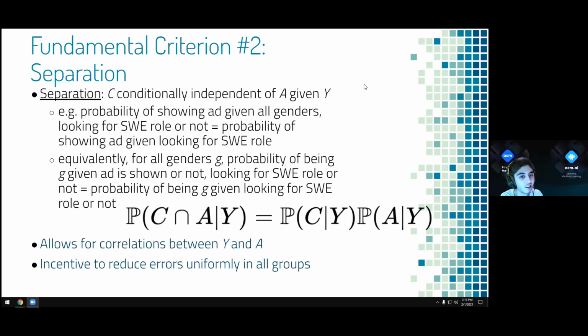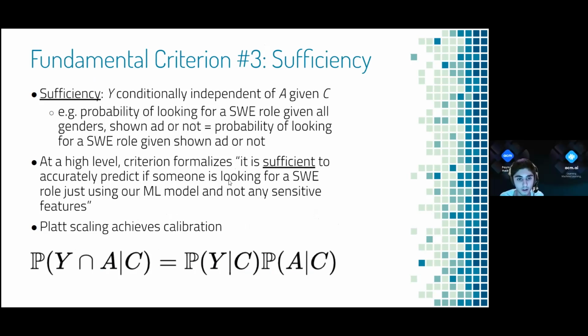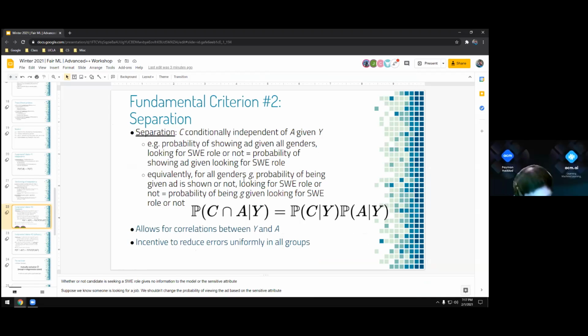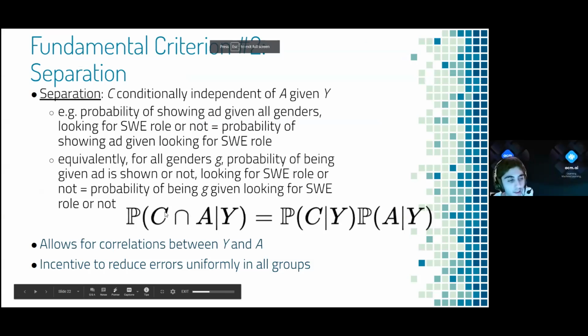Okay, here's another criterion, separation. This one's a little bit harder to work our head around, so let's try. I'm actually going to look at my notes, because I wrote a really good way of thinking about this. Suppose someone's looking for a job, right? Suppose we know they're looking for a job. We shouldn't change the probability of giving them an ad based on whether they're a male or a female. If we already know that they want an ad, the output of the model shouldn't change just because the person's a male or a female.